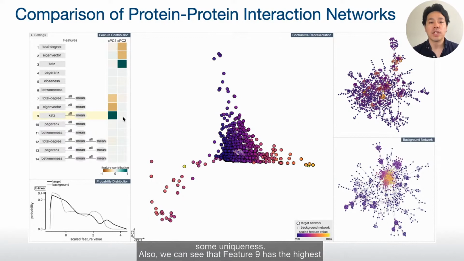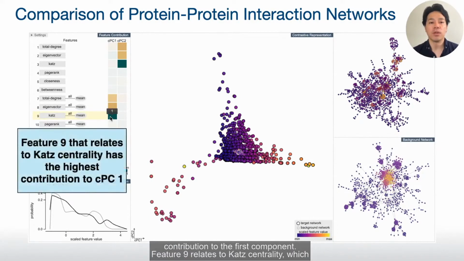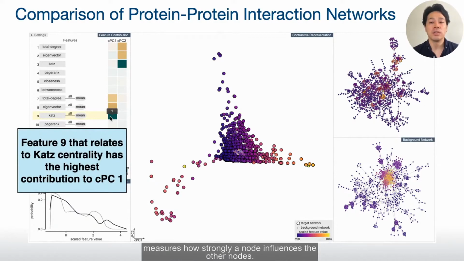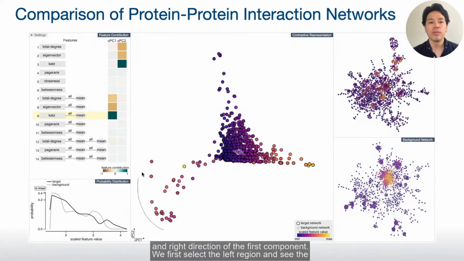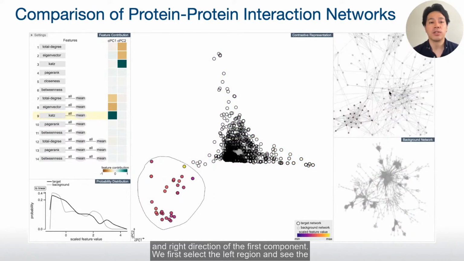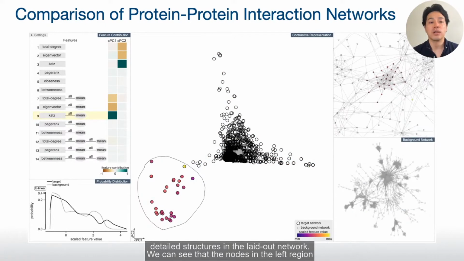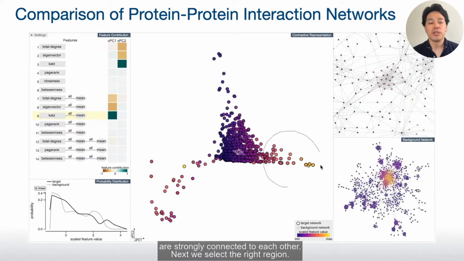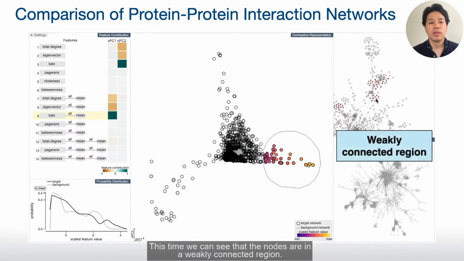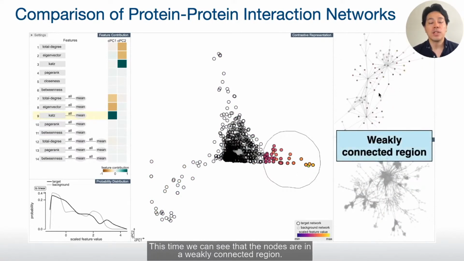Also, we can see that feature 9 has the highest contribution to the first component. Feature 9 relates to the cut centrality, which measures how strongly a node influences the other nodes. Also, we can see that the target network has relatively high feature values for the left and right direction of the first component. We first select the left region and see the detailed structures in the laid out network. We can see that the nodes in the left region are strongly connected to each other. Next, we select the right region. This time, we can see that the nodes are in a weakly connected region.